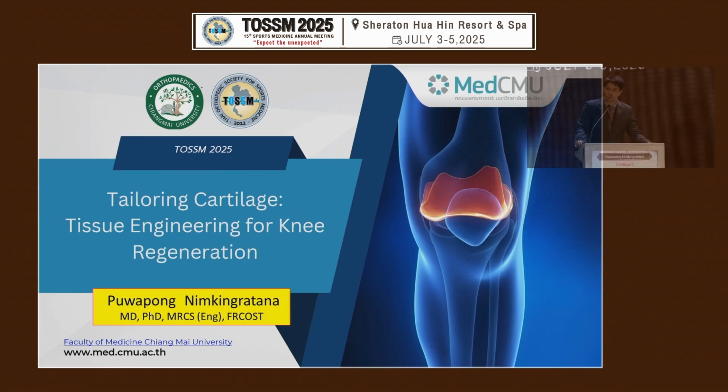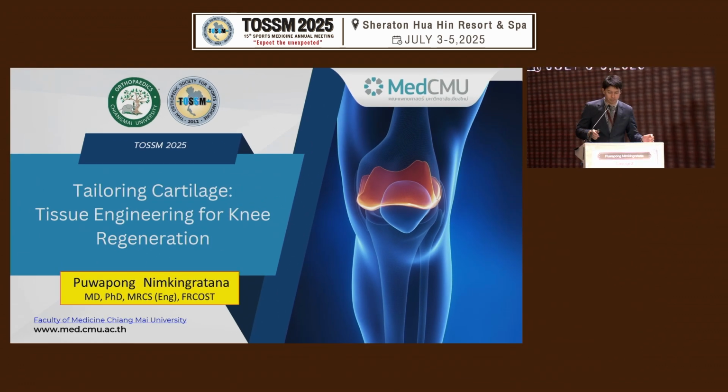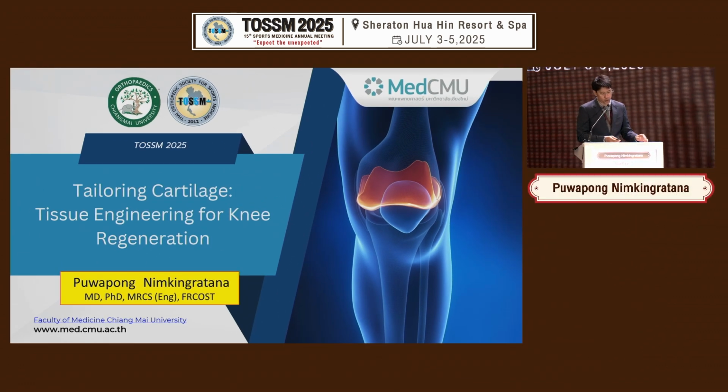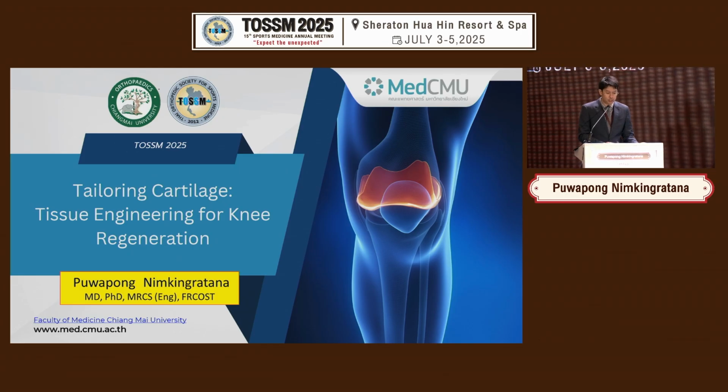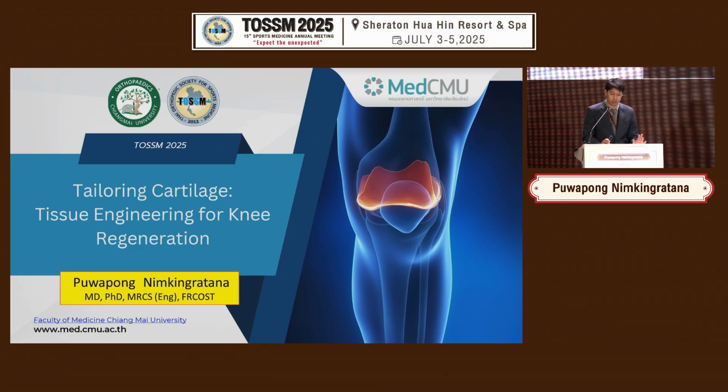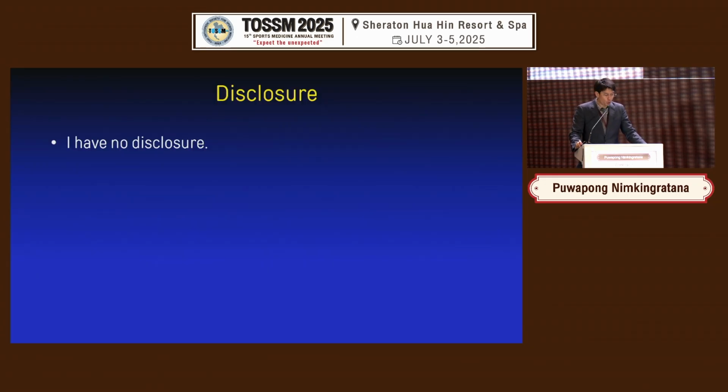So the first session is going to be the knee, right? So we switch a little bit and we are going to move on to the knee cartilage. So the tissue engineering and regeneration for the knee. The topic is about tailoring the cartilage, but I would say that there might not be much different from the whole aspect of cartilage repair. I have no disclosure for this talk.